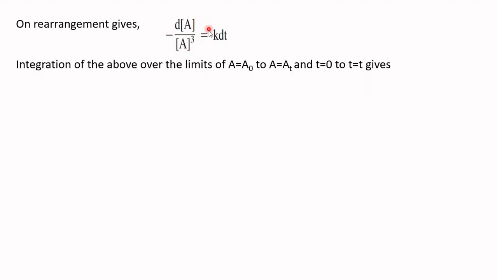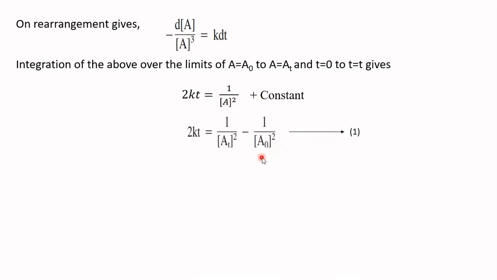You just integrate this equation over the limits A equals A naught to A equals At, that is the concentration of A at time 0 and the concentration of A at time t. So you will get 2kt equals 1 over the concentration of A to the power 2 plus an integration constant. Then you apply the limits. 2kt equals 1 over At to the power 2 minus 1 over A naught to the power 2. You call it equation number 1.